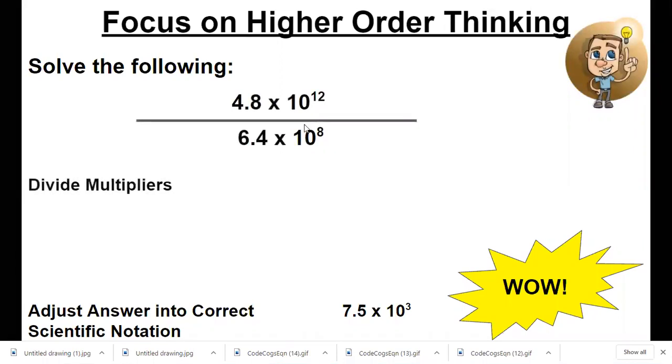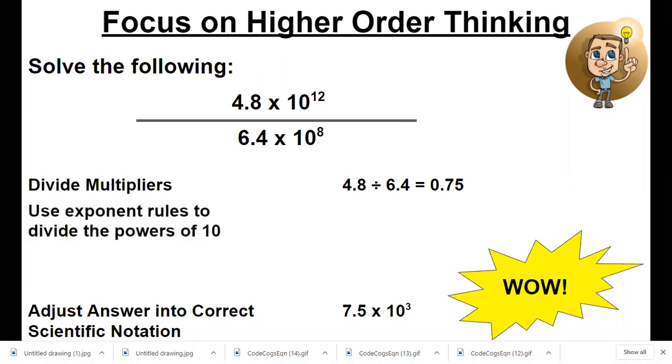It gives me the answer already because I forgot to put that as an animation. So here is my bottom number, 6.4 times 10 to the 8th. Here was my top number. Now I'm going to divide them. I'm going to divide the multipliers, 4.8 divided by 6.4. If I do that, I'm going to get 0.75.